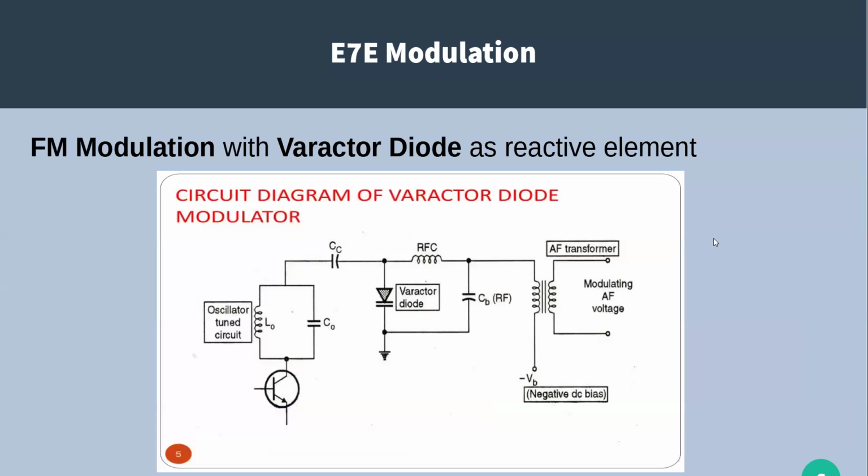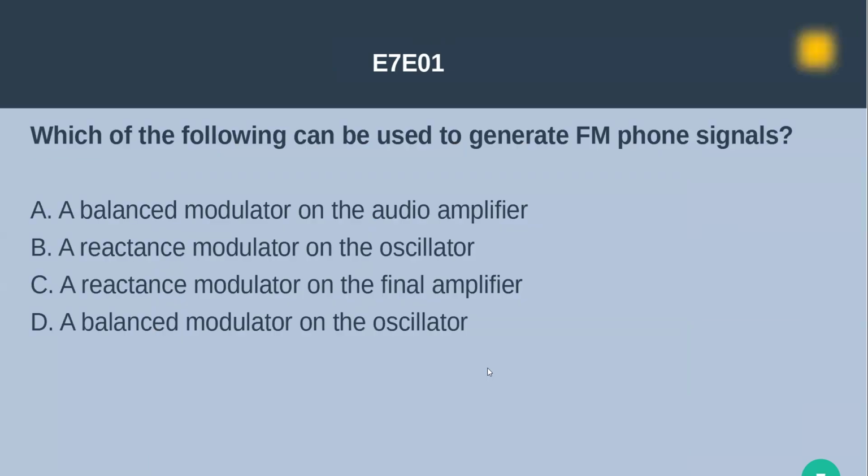This is what a typical varactor diode modulator looks like, where you're using that to change the capacitance of the resonant circuit there on the oscillator. And it has that blocking capacitor, and it's fed with a negative DC bias, so the diode is reverse biased, so you can use it as a variable capacitor. So which of the following can be used to generate FM phone signals?